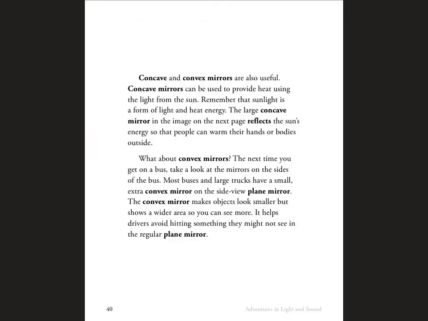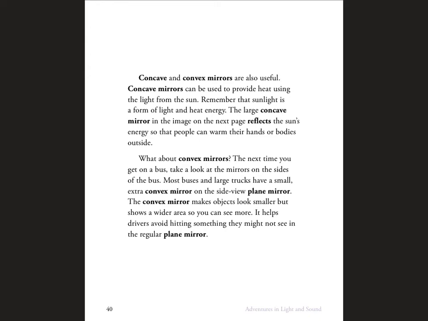Concave and convex mirrors are also useful. Concave mirrors can be used to provide heat using the light from the sun. Remember that sunlight is a form of light and heat energy. The large concave mirror in the image on the next page reflects the sun's energy so that people can warm their hands or bodies outside.